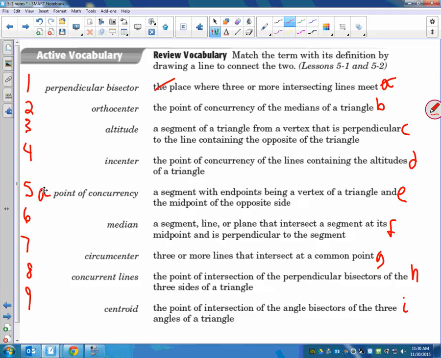3 or more lines that intersect at a common point, right? When the medians all intersect and the altitudes all intersect, all of those we would call, in general, what? 3 or more lines that intersect at a common point would be which one of those words? G. They're just in general, so you can't say medians or anything specific, so concurrent lines.